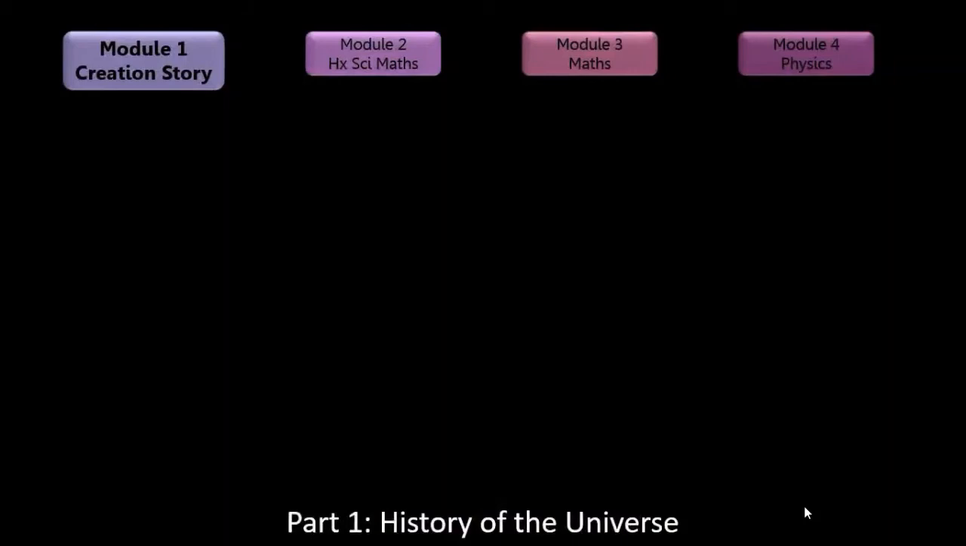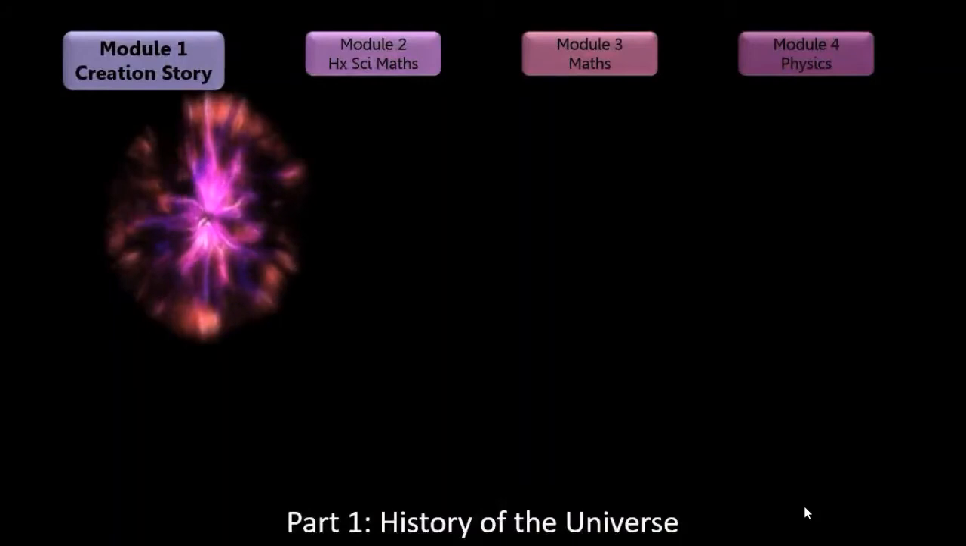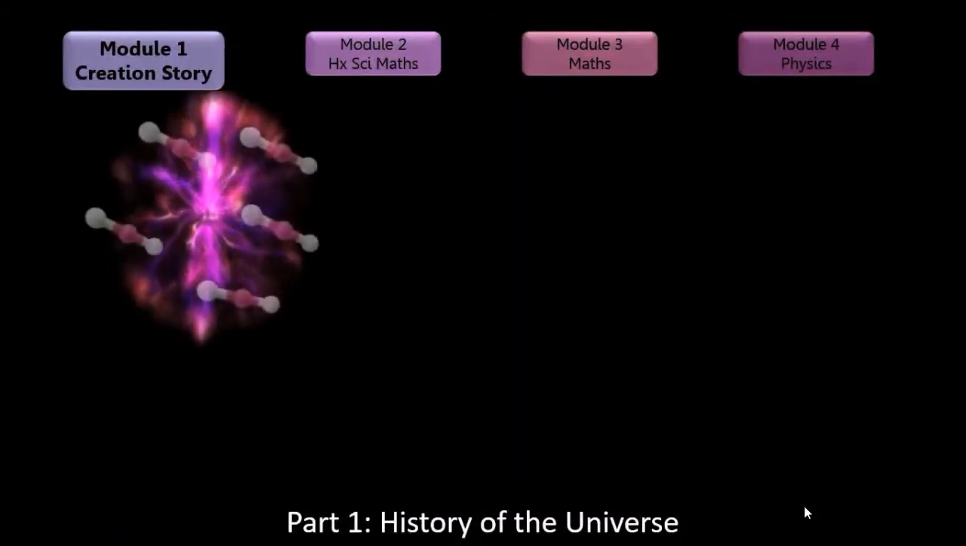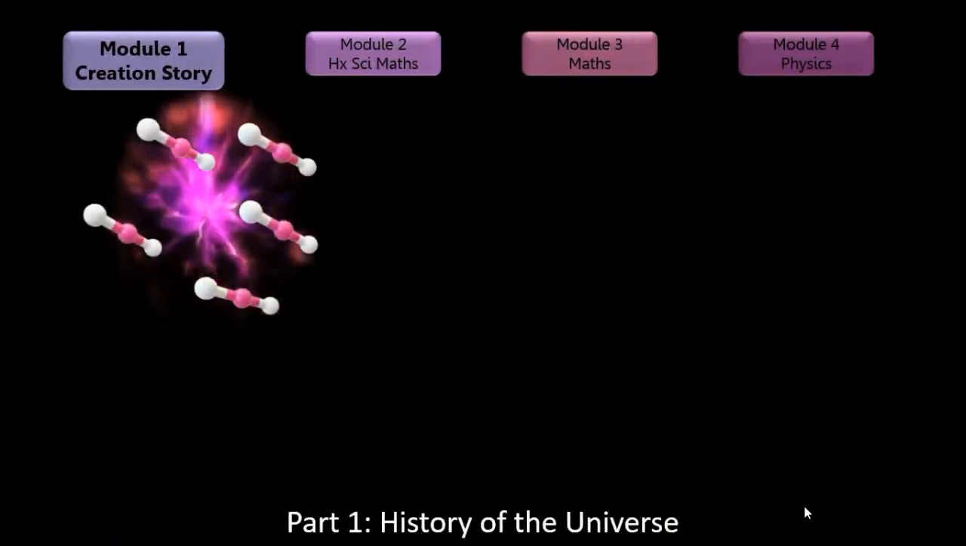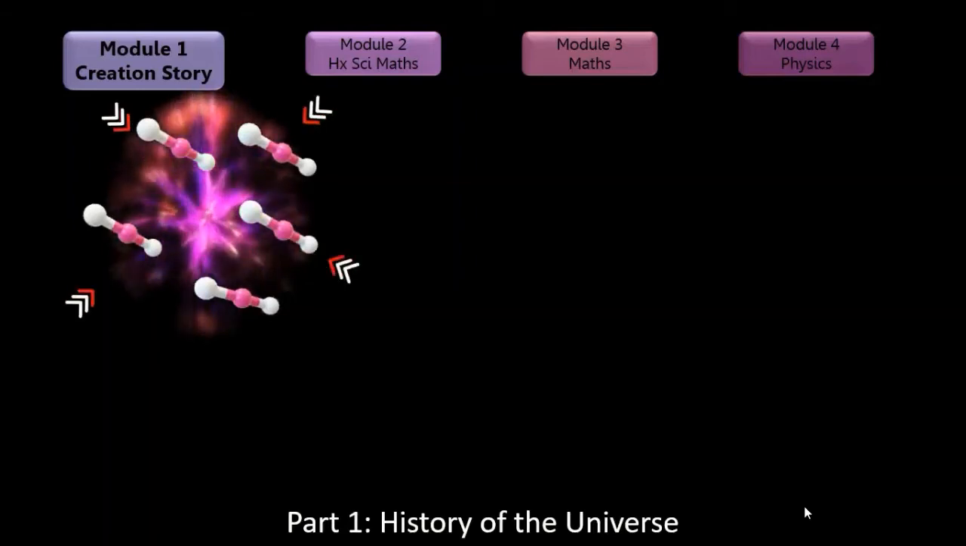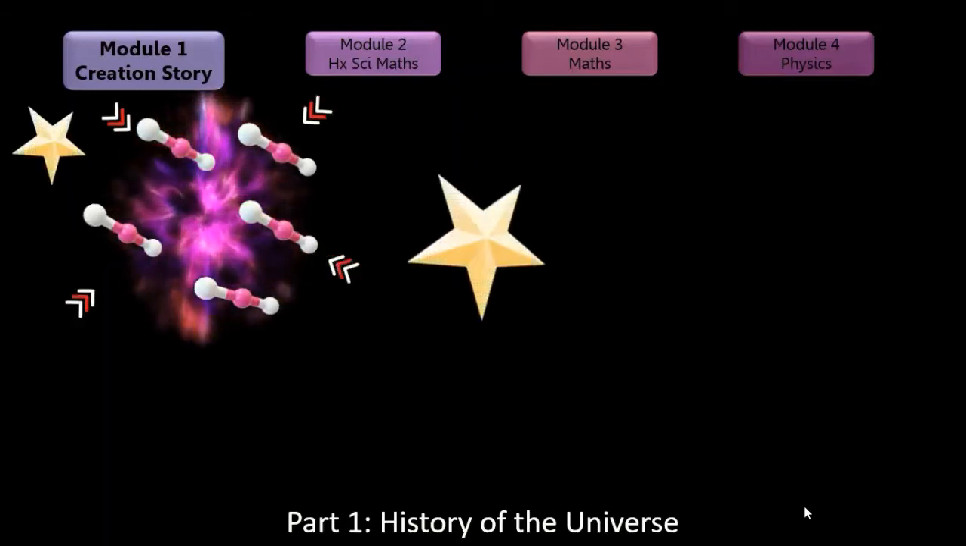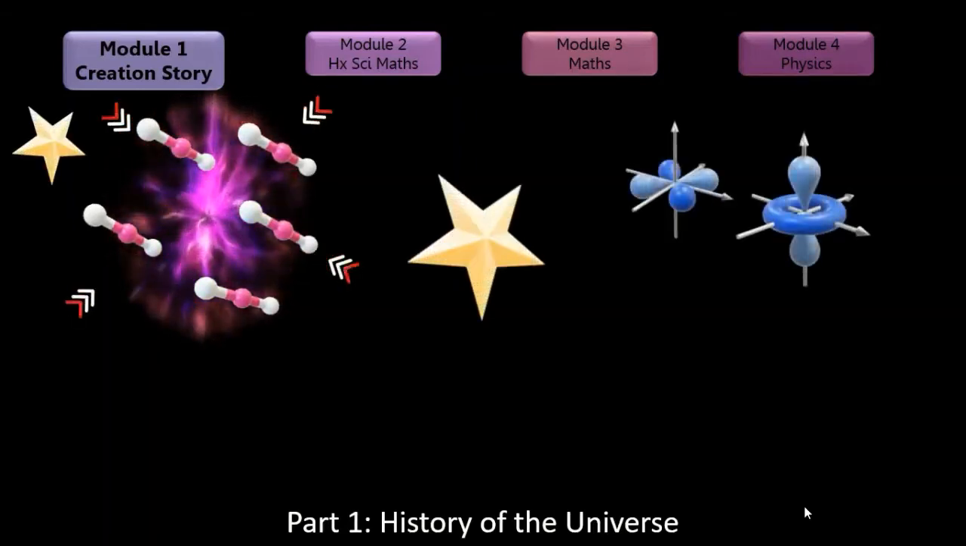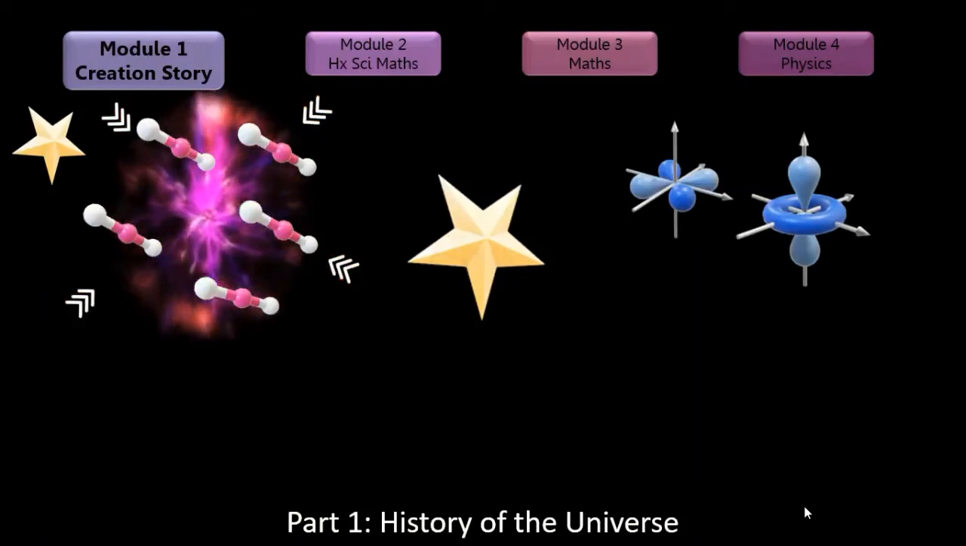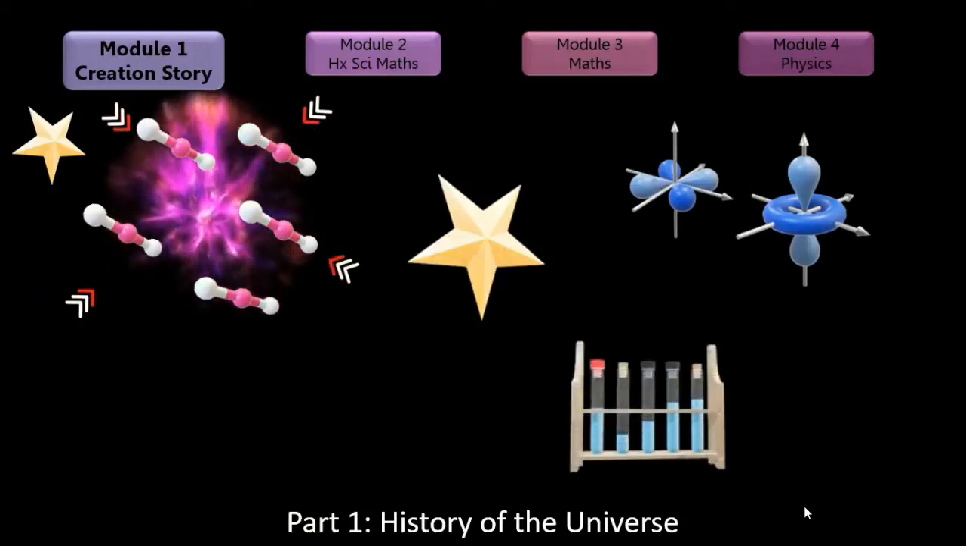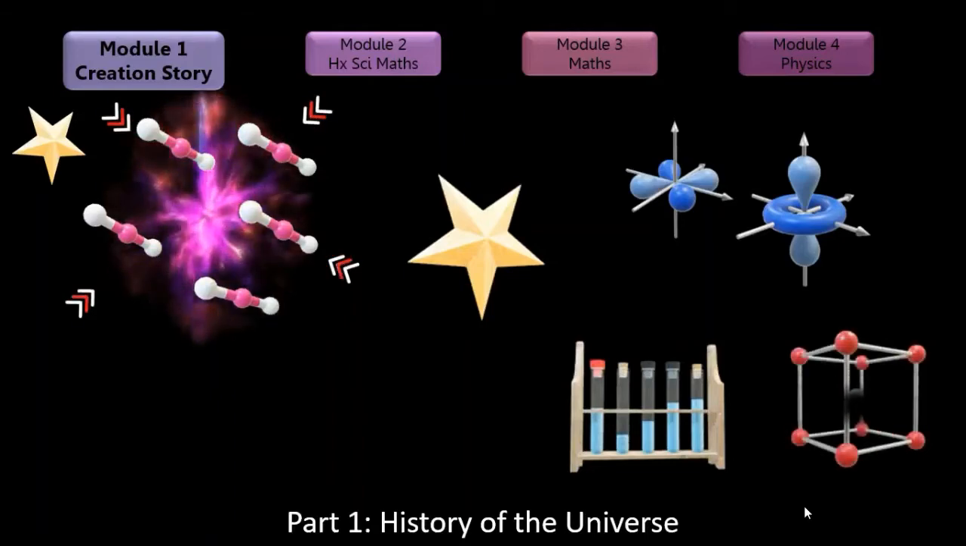Module 1 is titled The Creation Story and has 2 parts. Part 1 starts with the Big Bang, exploring the formation of matter from energy, the emergence of the 4 fundamental forces, and how they interact to form stars and galaxies, providing students with a seamless entry into the atomic sciences, which forms the foundation of chemistry and modern physics.